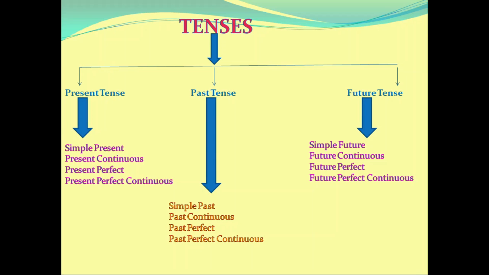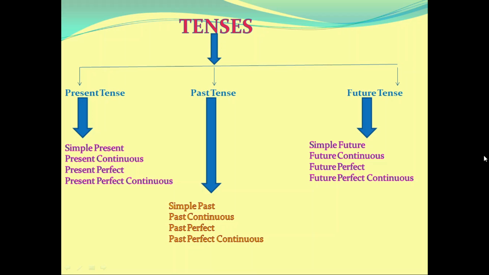Present tense is categorized into simple present, present continuous, present perfect and present perfect continuous. Now, past tense is categorized into simple past, past continuous, past perfect and past perfect continuous. Future tense is further categorized into simple future, future continuous, future perfect and future perfect continuous.